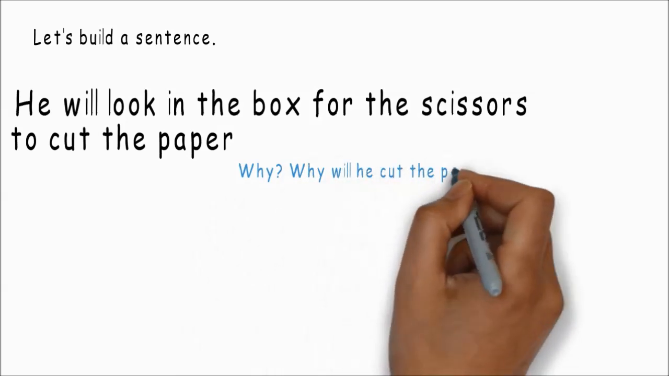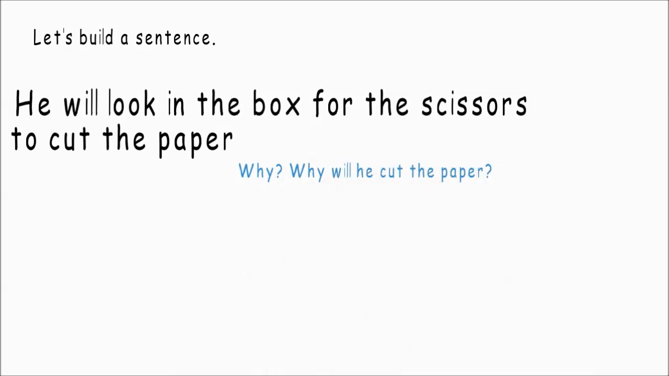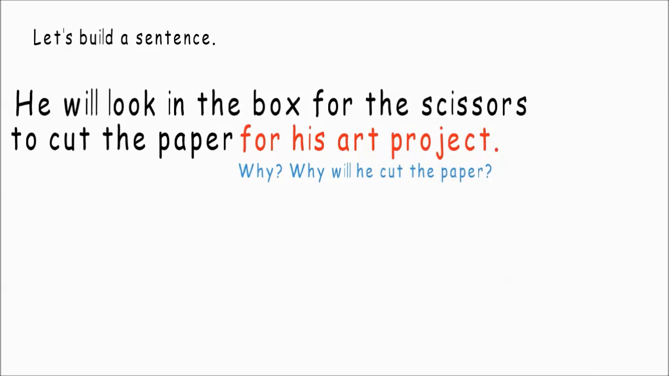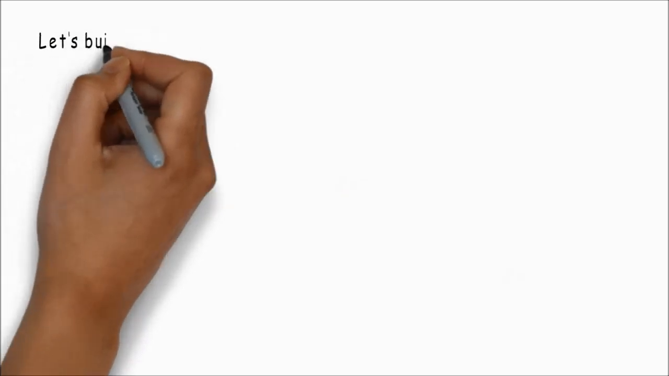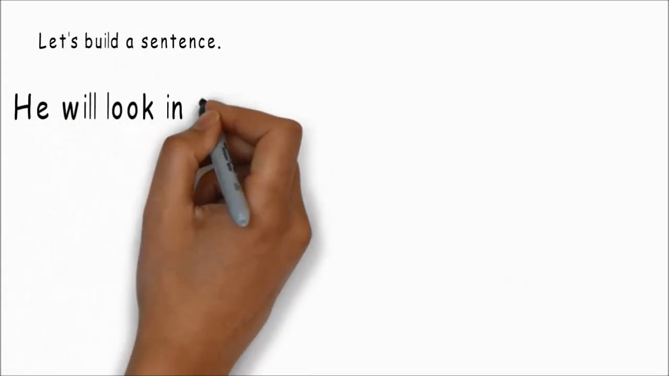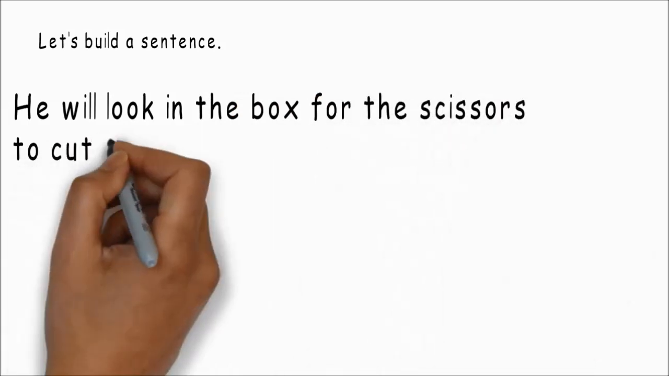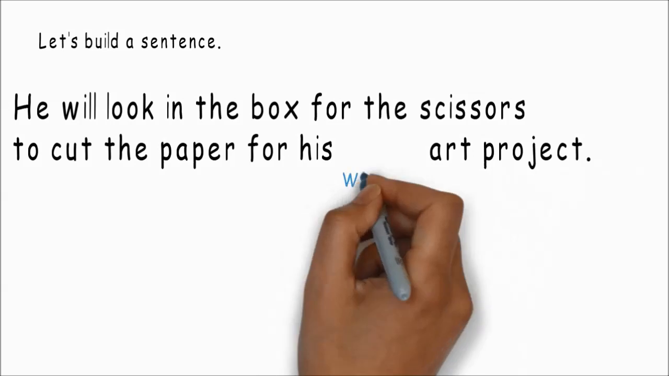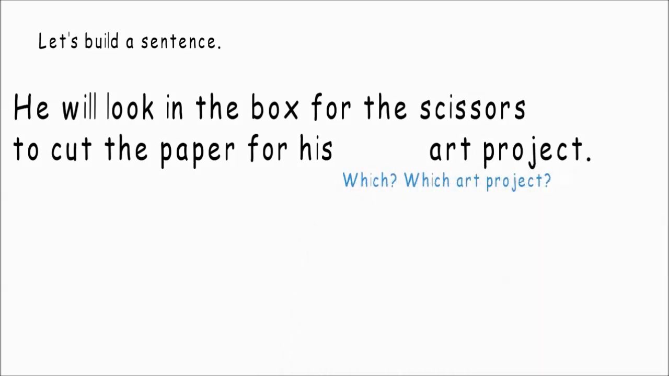Why? Why will he cut the paper? For his art project. Oh, okay. Let's build a sentence. He will look in the box for the scissors to cut the paper for his art project. Which art project? To cut the paper for his school art project. Oh.